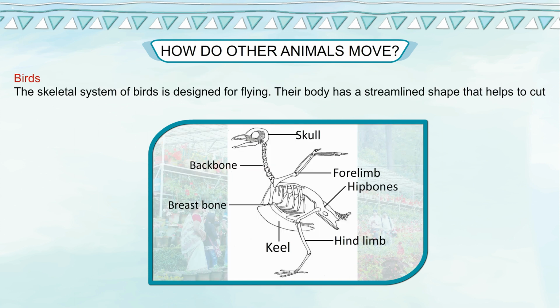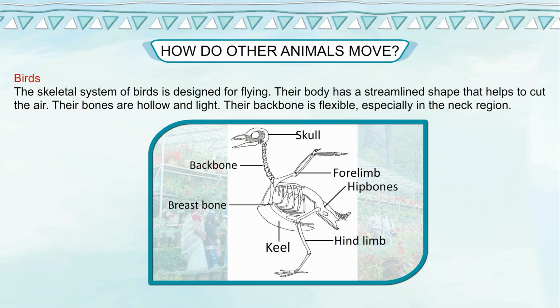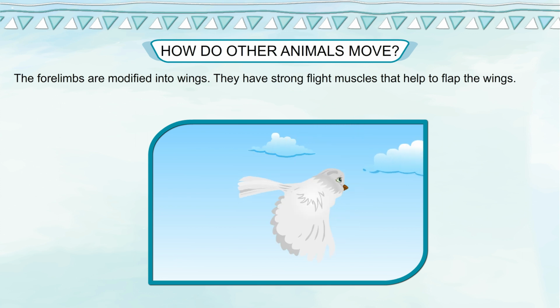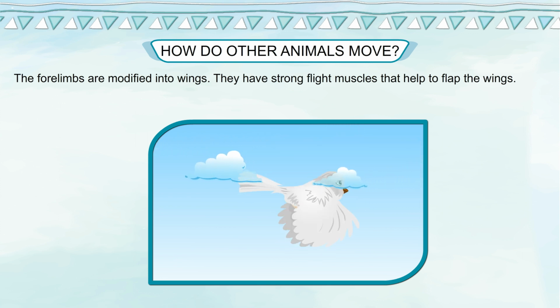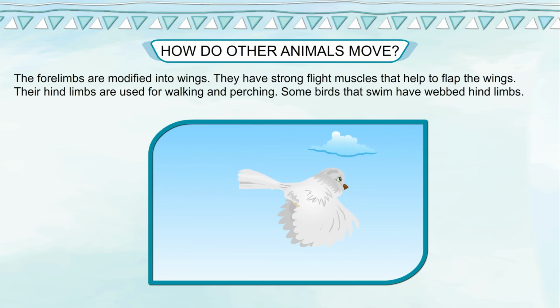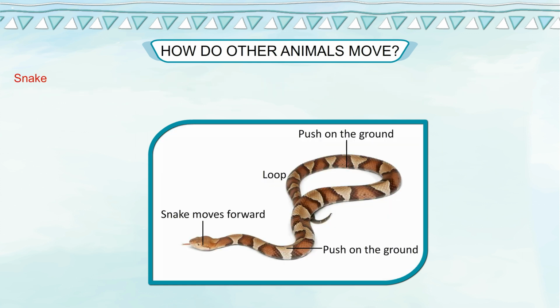Birds. The skeletal system of birds is designed for flying. Their body has a streamlined shape that helps to cut the air. Their bones are hollow and light. Their backbone is flexible, especially in the neck region. The forelimbs are modified into wings. They have strong flight muscles that help to flap the wings. Their hind limbs are used for walking and perching. Some birds that swim have webbed hind limbs.